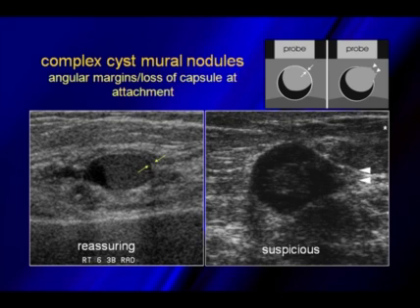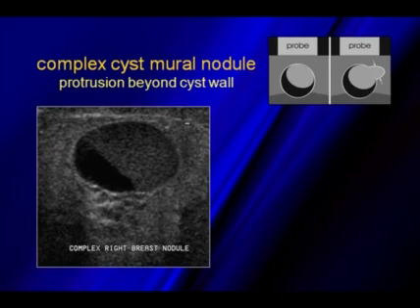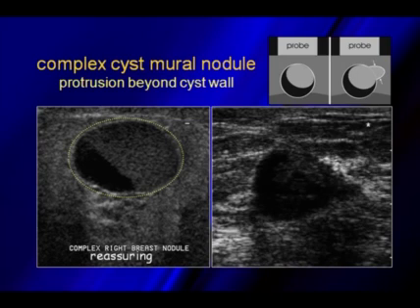This is something that is more suspicious, and this turned out to be an intracystic papillary carcinoma. So once again, looking for any type of protrusion beyond the wall of the cyst, you can see that it's very well confined within this. This is reassuring. And here we have another lesion.